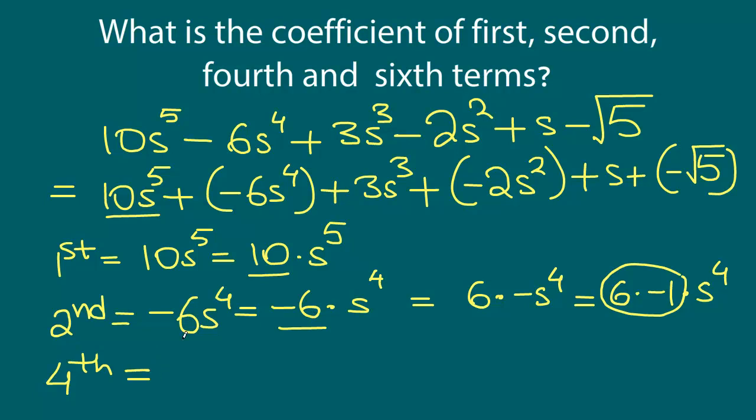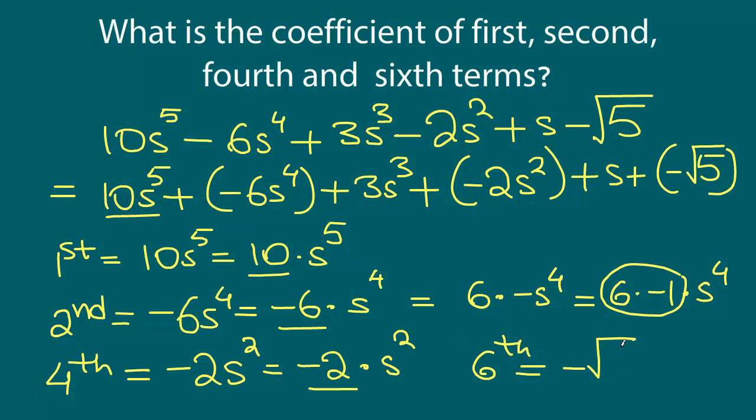So minus 6 is the coefficient. So what about the fourth term? The fourth term, so first, second, third, fourth. So we see the fourth term is minus 2s squared. So we can write this as minus 2 times s squared, and hence minus 2 is the coefficient. And what about the sixth term? So first, second, third, fourth, fifth, sixth. The sixth term is simply minus square root 5. Now we notice that this is a constant term and it does not have a coefficient.